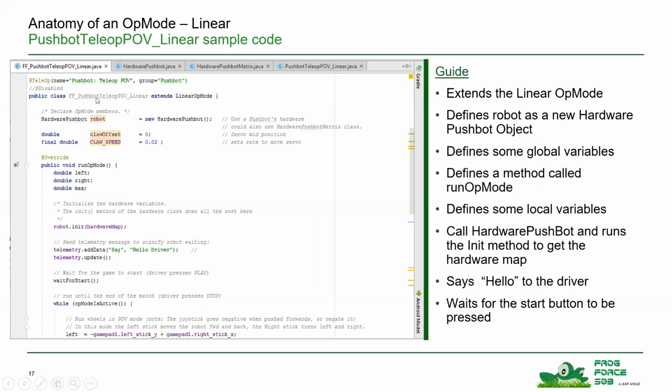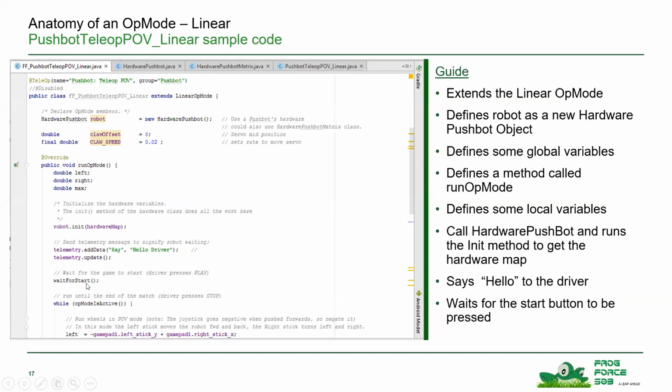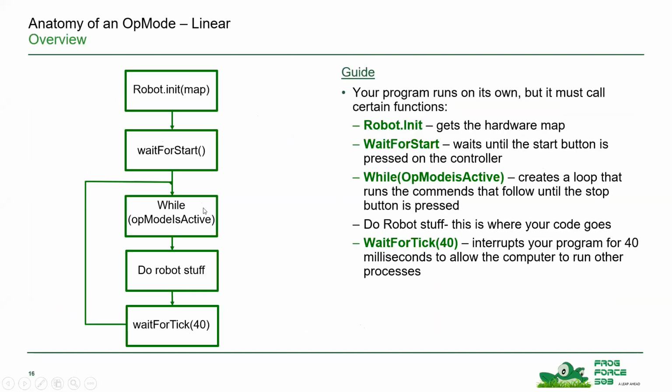So this function, FF pushbot teleop pov linear, you can find in the same folder. You can all find this while I'm explaining because it's the same thing. You'll notice that this extends linear op mode, so that means it has all the functions from linear op mode. Because of that, we can override the run op mode function. The first thing we'll do is call robot.init, which is right here, passing in the hardware map. Then after that, we wait for start. Then we start looping while op mode is active.